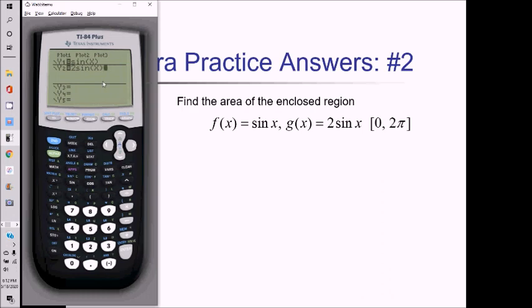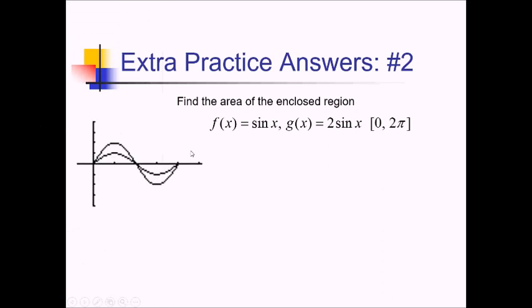I've entered f of x as y1, g of x as y2, and for my interval, let me just use the window they gave me, 0 to 2 pi. So let me do window, 0 is my x min and 2 pi my x max, and we'll do zoom fit, zoom 0. Here are our two functions. Here is f of x, your typical sine curve, and here is g of x, basically the sine curve but with a higher amplitude. Now we're looking at the area between these two curves.